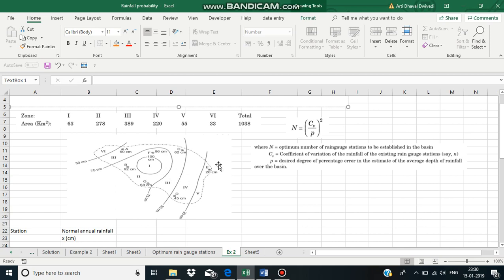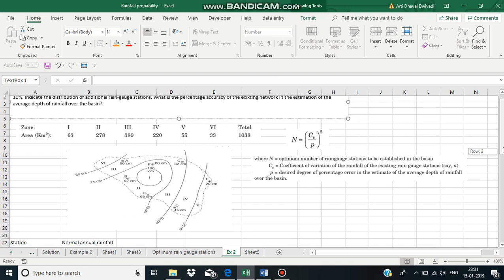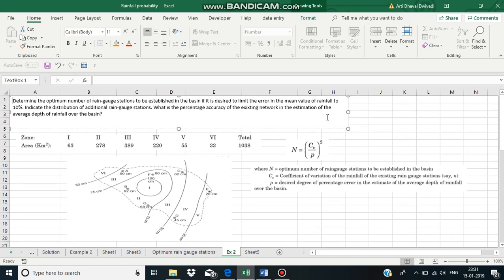So in zone 3, for example, there are 1 and 2 rain gauge stations. In zone 2, there are 3 rain gauge stations. And I can't see any rain gauge stations here, so there are no rain gauge stations in zone 1. In zone 4, there is 1 rain gauge station D, and in zone 5 there is also 1 rain gauge station. So what is the percentage accuracy of the existing network in the estimation of average depth of rainfall over the basin?